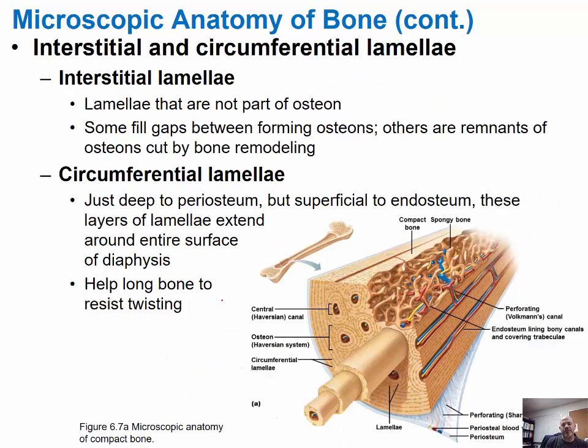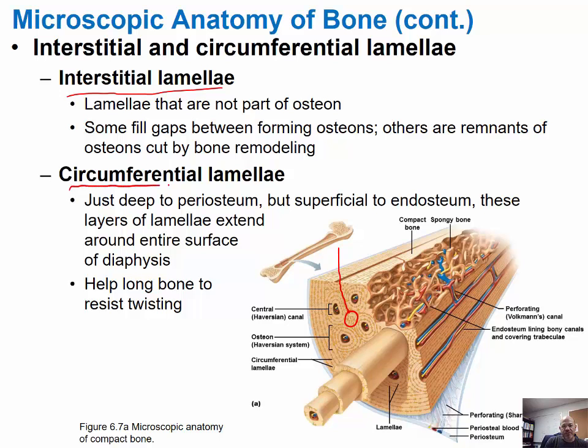So let's move on. Now we have the interstitial lamellae. These are lamellae that are not part of any specific osteon. Some fill gaps between the forming osteons, and others are going to be remnants of old osteons that have been part of the remodeling process. So when we look over here, we do see lots of lamellae. This is in the section of bone here. So if I point right here between these four osteons, there's interstitial lamellae right there.